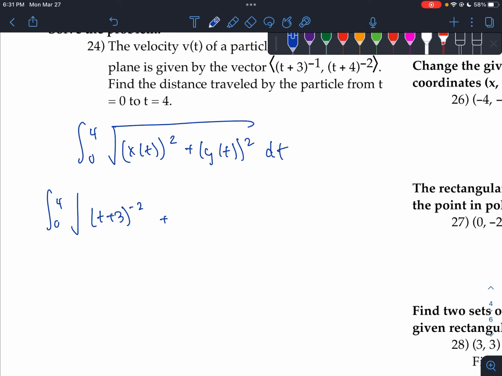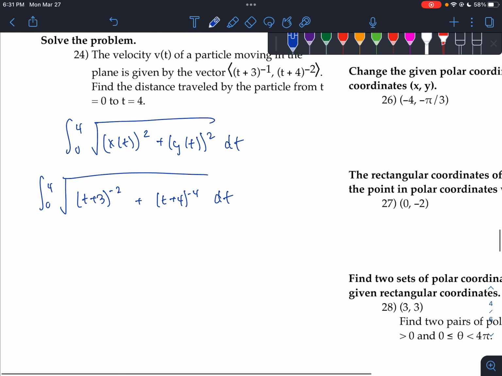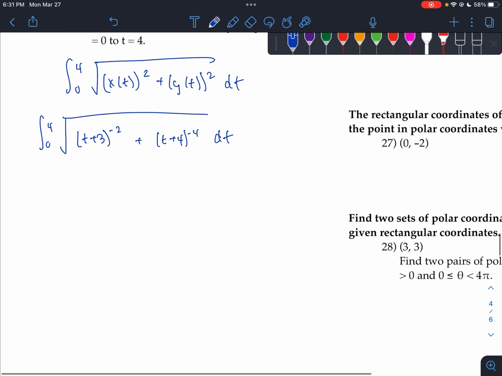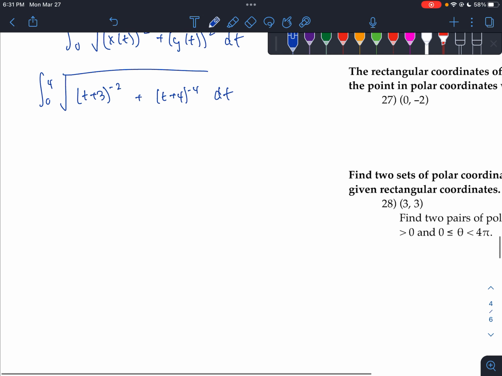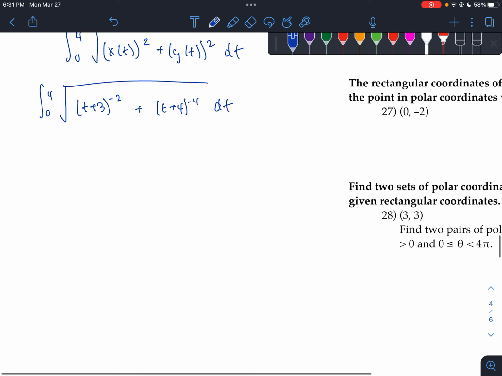And then plus this part right here, y of t squared. So you're going to square that, so that's going to be t plus 4 to the negative 4. Now looking at this one, I definitely do not think this is one that you're going to do by hand. That's definitely not one that I would try to do by hand. So I would just put that into a calculator. Watch out for negative exponents, that you put those in right. Don't forget about your radical as well.